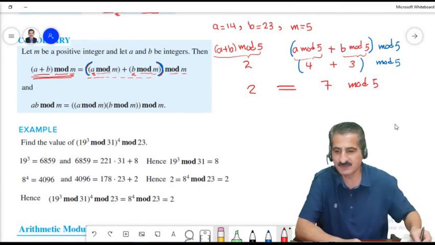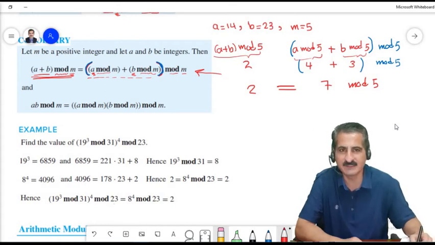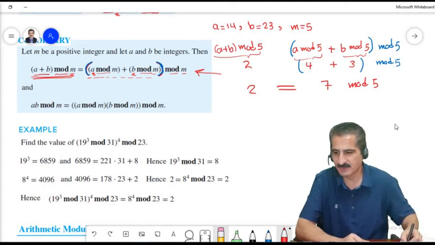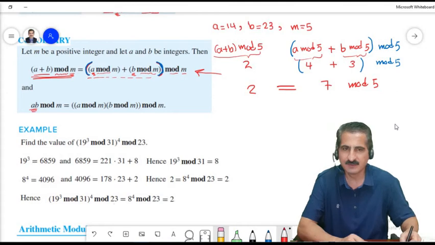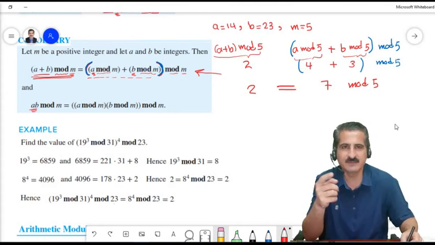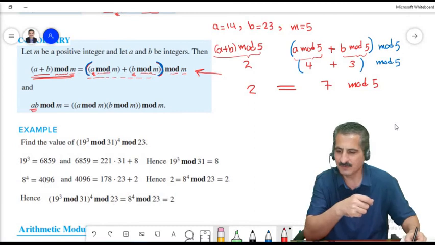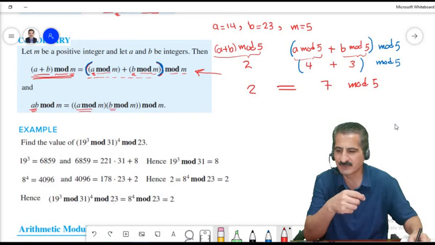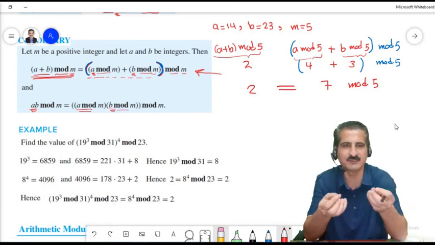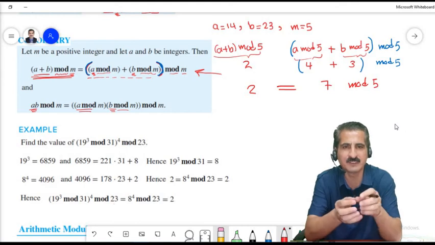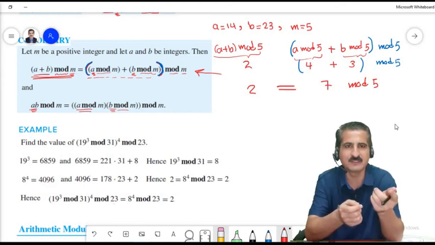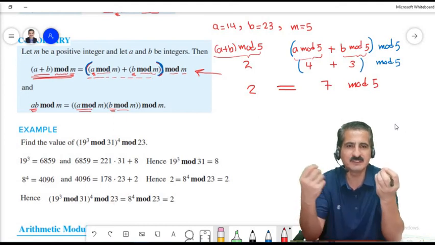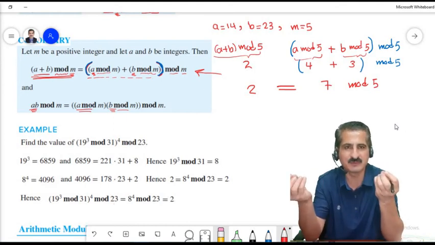So this illustrates the first part of the theorem. The second part is exactly the same, but replacing addition by multiplication. If we multiply the two integers together, divide the result by m, and take the remainder, or start with the first integer, take the remainder with respect to m, and the second integer, take the remainder, so we get two remainders, multiply them, and take the remainder modulo m again, then the result will be the same as the remainder of dividing a times b modulo m. It will be the same thing.